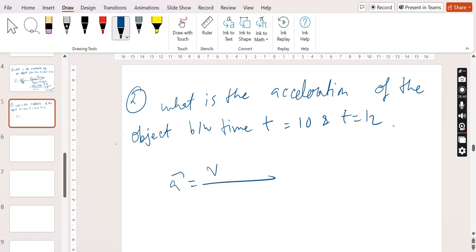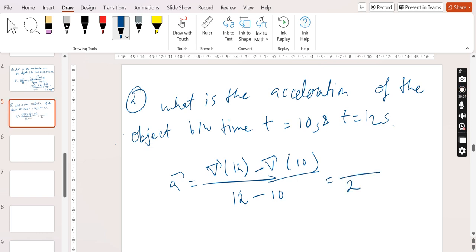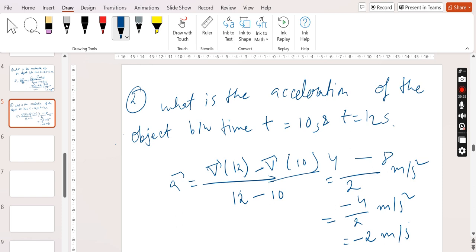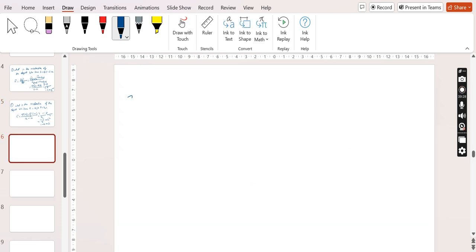In a similar way, we need to know the velocity at 12 seconds and at 10 seconds. The time is 12 minus 10, this is 2. Velocity at 10 was 8, and velocity at 12 was 4. So the acceleration will be minus 2 meter per second square.